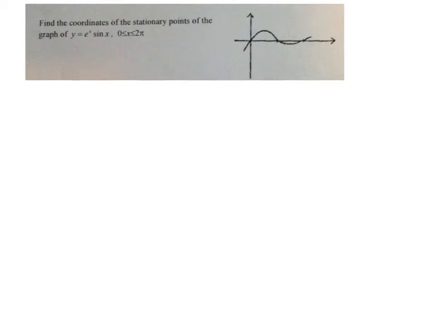Okay, this is a stationary points question, which is a higher skill. As we can see, the function is e to the x times sine x, so it's a product, and of course we've got our e in there as well. So first thing we're going to do obviously is differentiate, because we want to find when the gradient is 0.